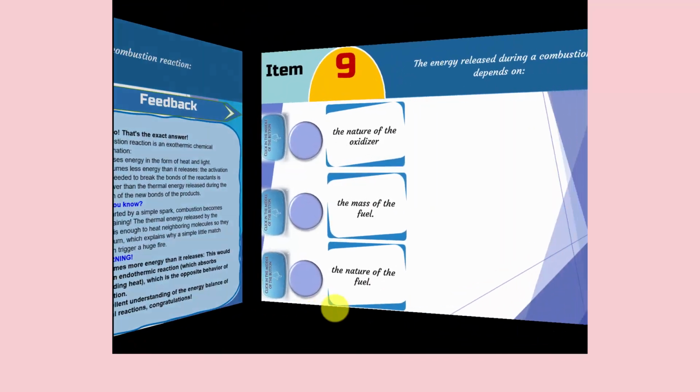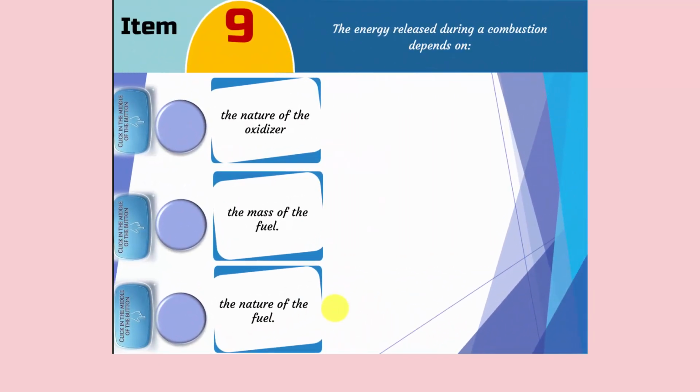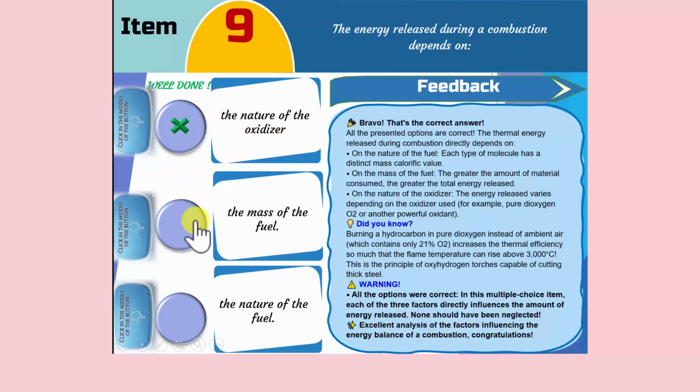Well done, all 3 answers are correct. The energy released during combustion depends on the nature of the fuel, because different molecules have different calorific values. It also depends on the mass of fuel consumed. More fuel means more total energy released.